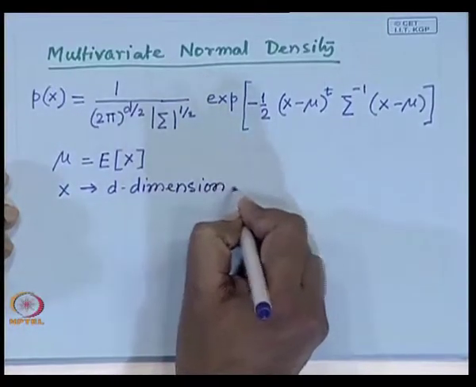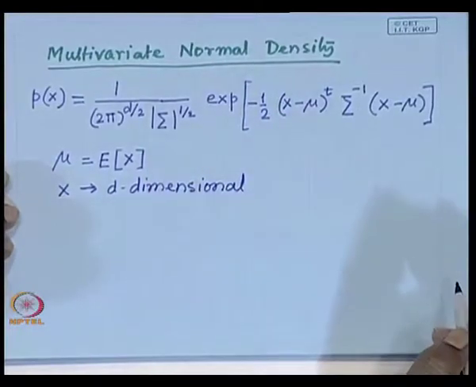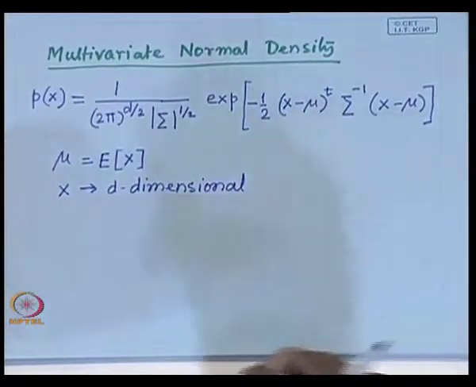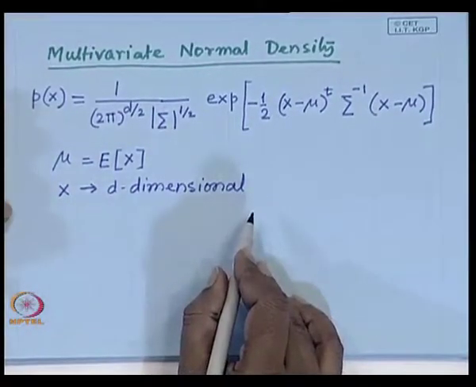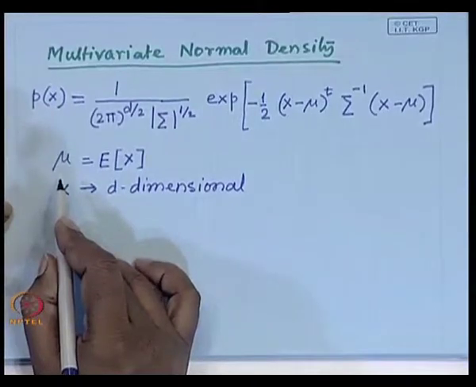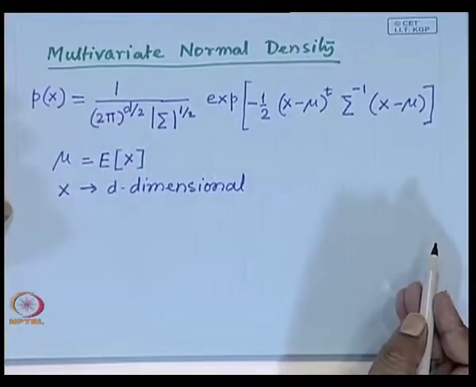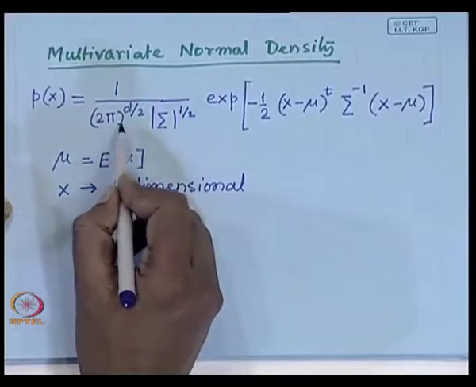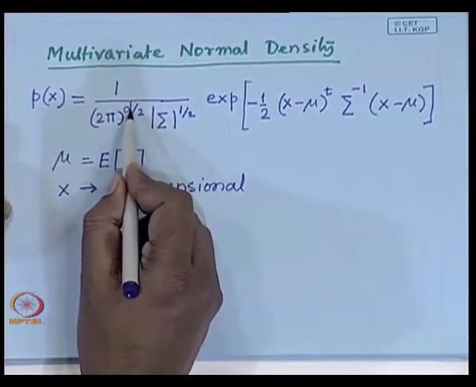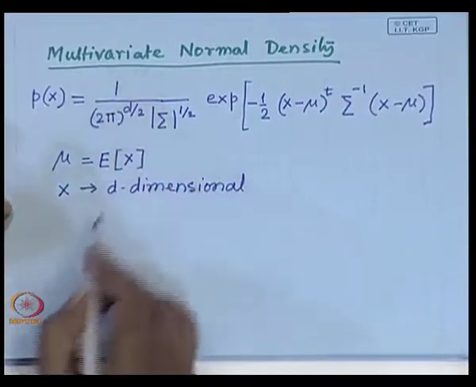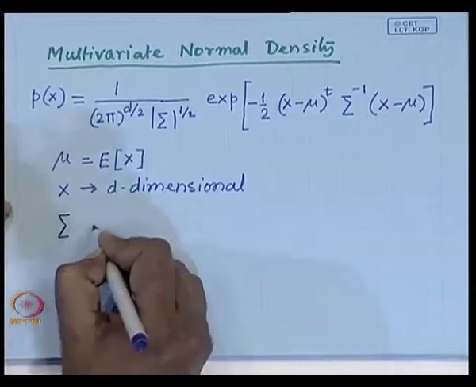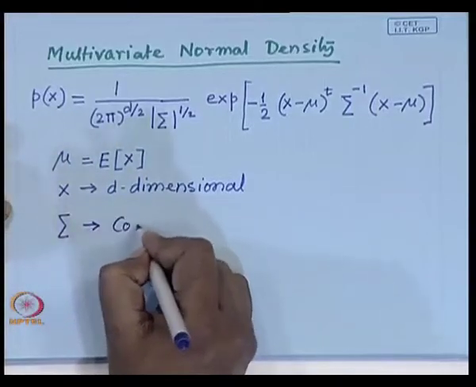Because we have assumed that our feature vector is d-dimensional, that is d number of individual features are concatenated together to give you the feature vector. Okay. So, X is a d-dimensional feature vector. So, accordingly the mean vector mu will also be of dimension d. Okay. So, in this 2 pi to the power d by 2, this d is nothing but the dimension of the feature vector. Okay. And this sigma is what is called the covariance matrix.